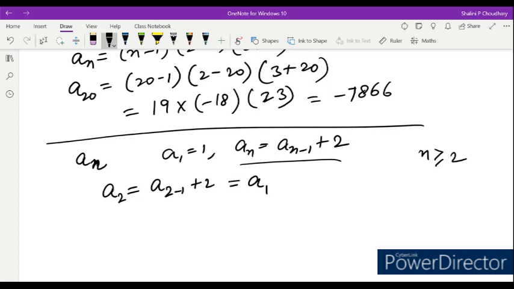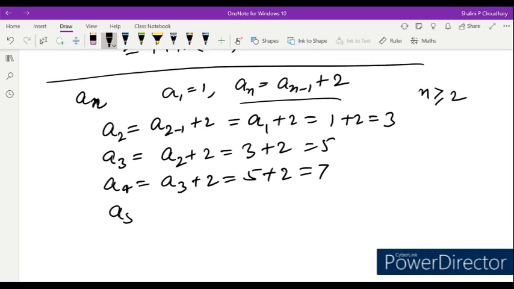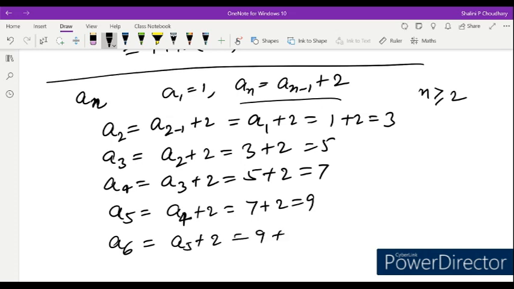So a1 plus 2, and a1 is 1, plus 2, that will be 3. Now a3 will be equal to a3 minus 1, that is a2, plus 2. a2 is 3, plus 2, that is 5. Now a4 will be equal to a3 plus 2, 5 plus 2 will be 7. a5 will be equal to a4 plus 2, that will be 7 plus 2, 9. a6 will be equal to a5 plus 2, that is 9 plus 2, 11.